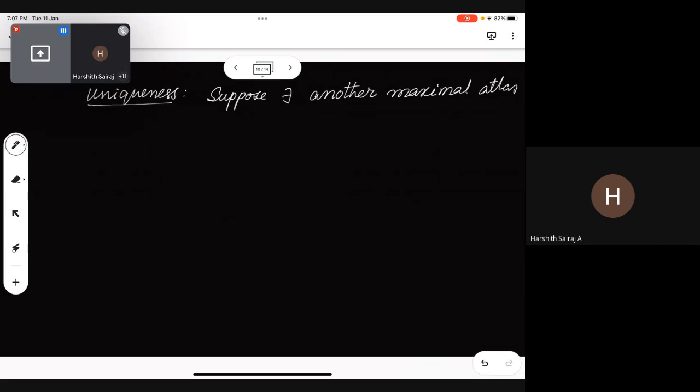Can you see my screen? Yes, sir. Okay, so my other device actually got disconnected. So I thought maybe, I don't know. I asked the first time, nobody answered. Okay.